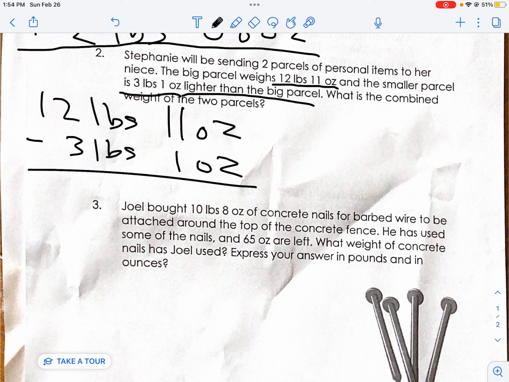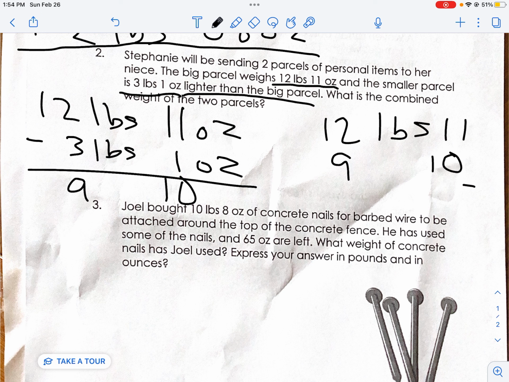So 11 minus 1 is 10. And 12 minus 3 is 9. So you have 9 pounds, 10 ounces for the smaller parcel. And then you need to add them together because it says what is the combined weight. So we have our 12 pounds, 11 ounces plus our 9 pounds, 10 ounces. So 10 plus 11 is 21, and 9 plus 12 is 21. So we have 21 pounds, 21 ounces.